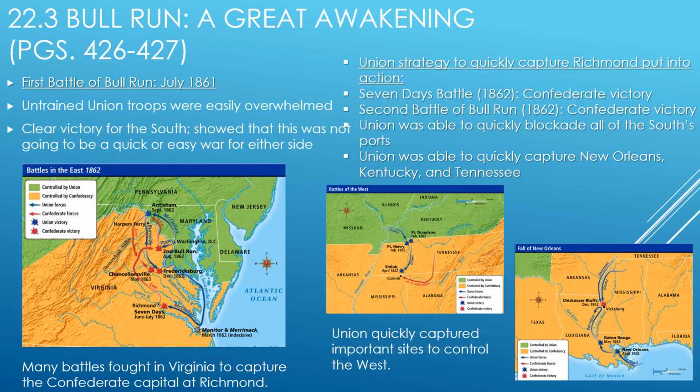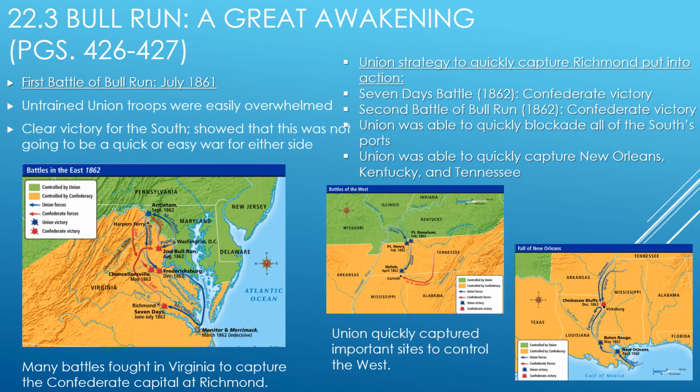And so there's a bunch of battles that happen in 1861 and 1862 around Washington, D.C. and around Richmond, Virginia to try and capture Richmond. So you can go ahead and look at that map. But we've got battles, things like the 7 Days Battle, the Second Battle of Bull Run. They fight another one there. You've got Chancellorsville. You've got Fredericksburg. You've got all kinds of these battles, so just go ahead and look at that map.